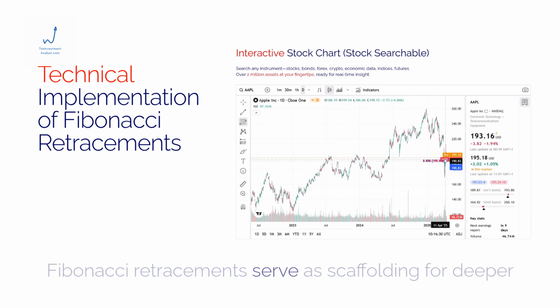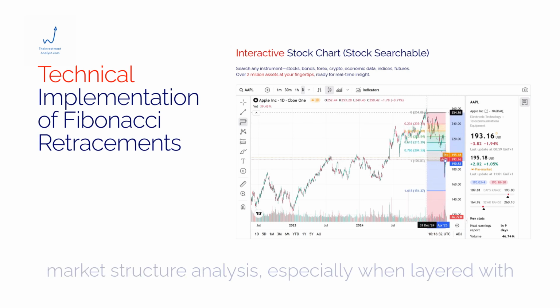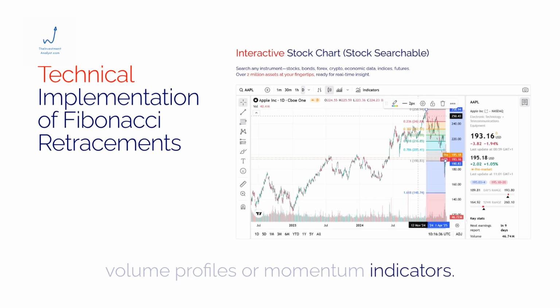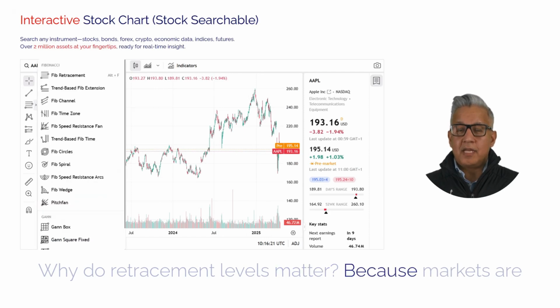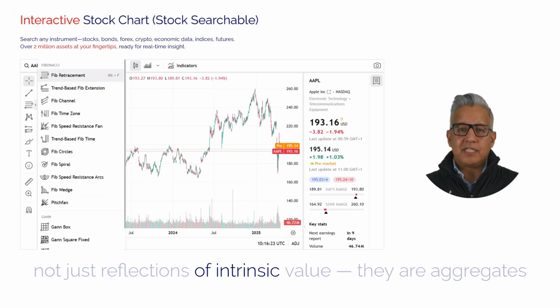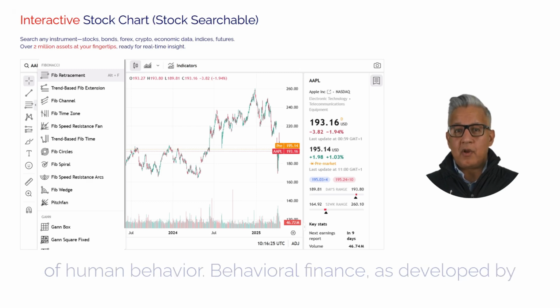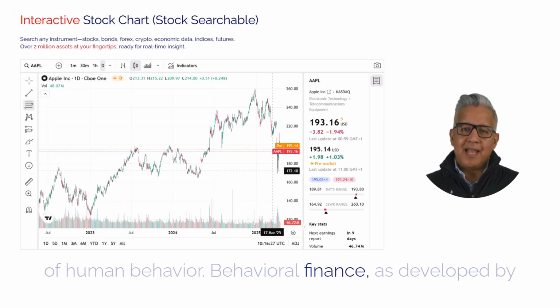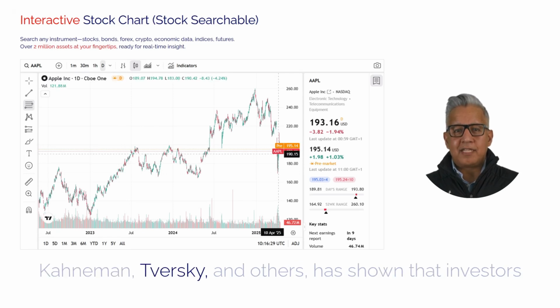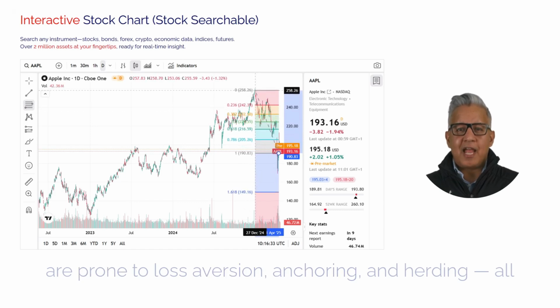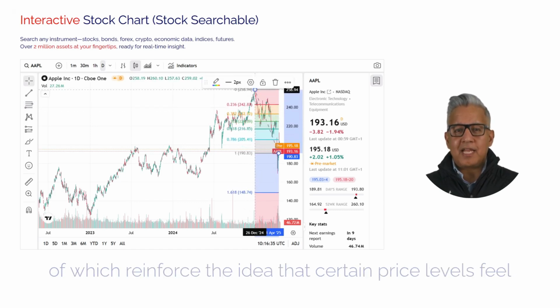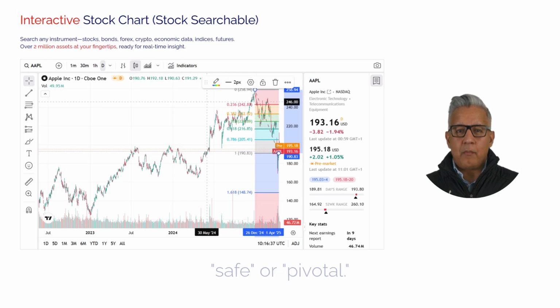Fibonacci retracements serve as scaffolding for deeper market structure analysis, especially when layered with volume profiles or momentum indicators. Why do retracement levels matter? Because markets are not just reflections of intrinsic value, they are aggregates of human behavior. Behavioral finance, as developed by Kahneman, Tversky, and others, has shown that investors are prone to loss aversion, anchoring, and herding, all of which reinforce the idea that certain price levels feel safe or pivotal.